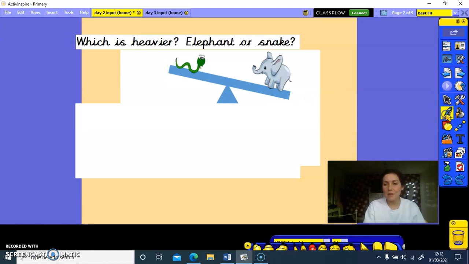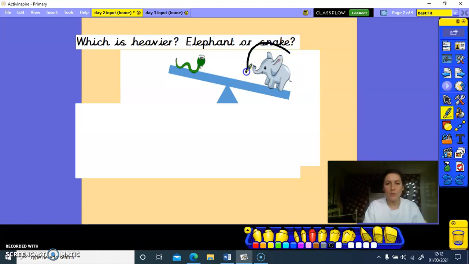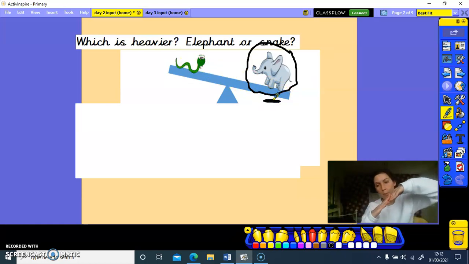Yes, it would be the elephant, wouldn't it? So I'm going to circle the elephant because he is bigger, because the seesaw, the scale is going down because the elephant is heavier. So the snake is up here by my head. Okay.